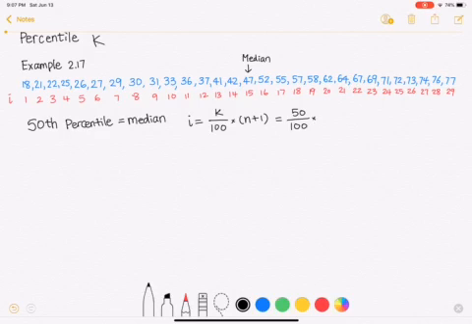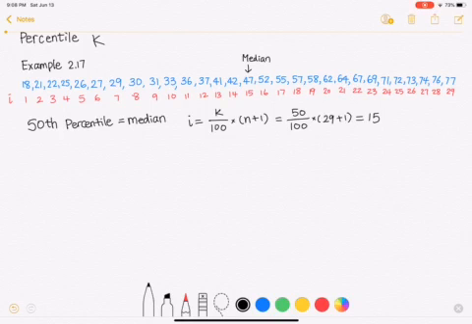Then you multiply it by how many numbers there are. n is the number of data in the list. We have 29 of them. We have to add 1, and that is just part of the formula to make it work correctly every single time for any kind of data. So now we have 0.5 times 30. You can use a calculator. It tells us that the number is at the 15th position.